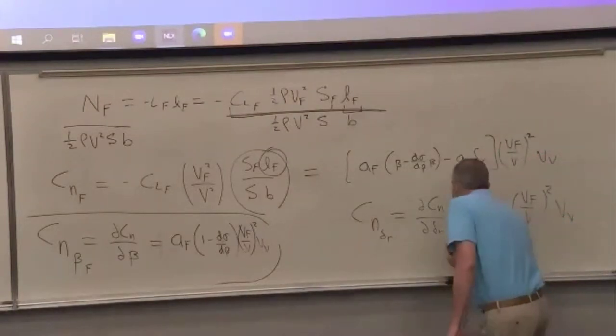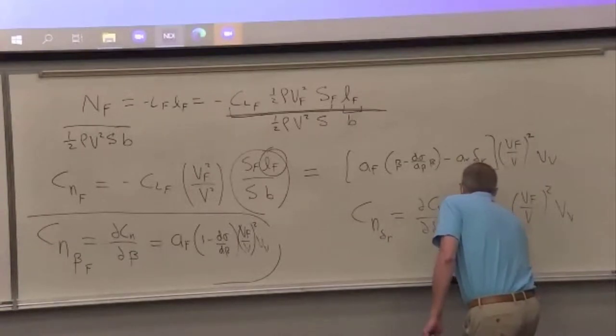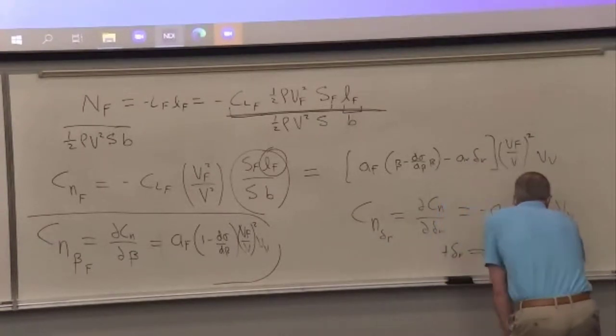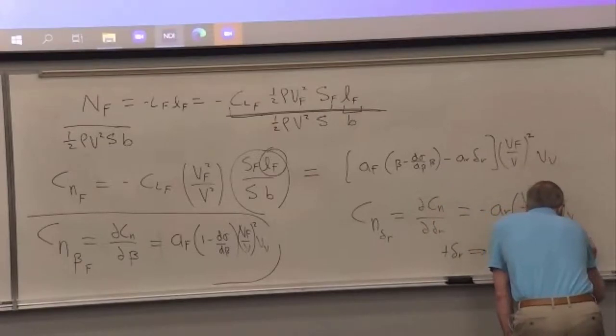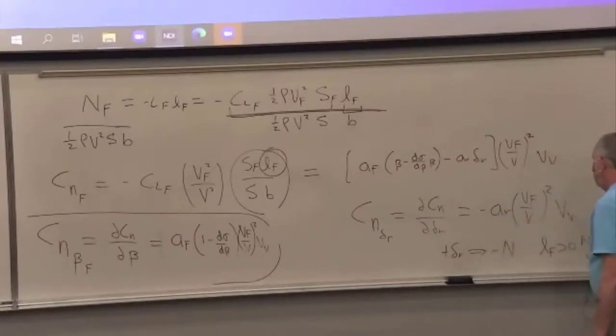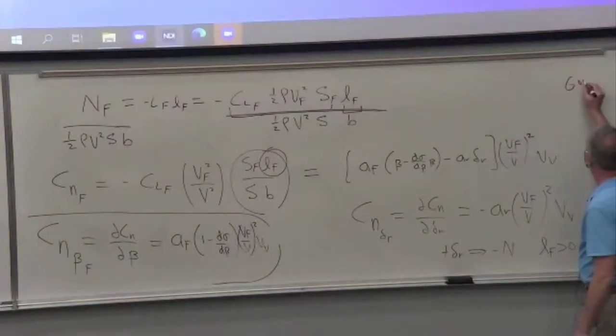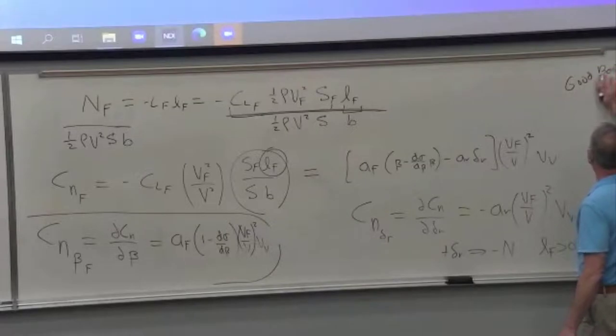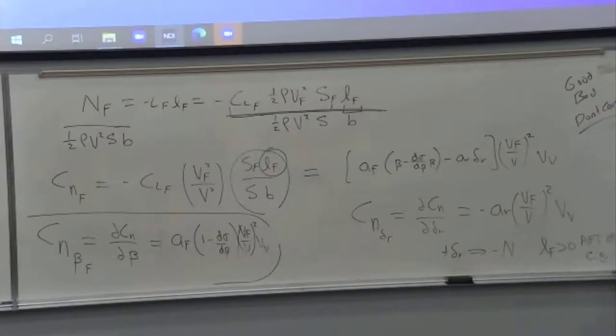Looks like positive rudder produces negative yaw if LF is positive, that is aft of CG, which is where we put it for stability, right? So positive rudder gives negative yaw. Is that good? Bad? Multiple choice question: good, bad? Don't care, because it's Monday. Good? Anybody vote for bad? Anybody vote for don't care?